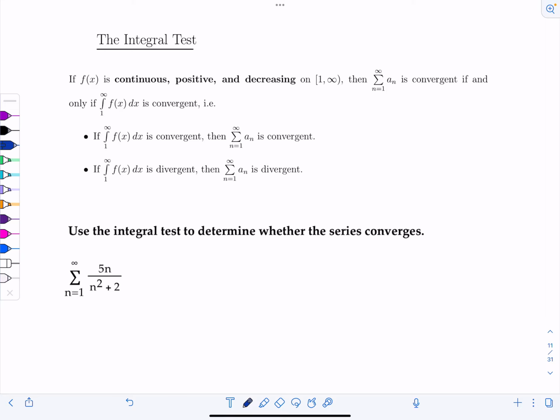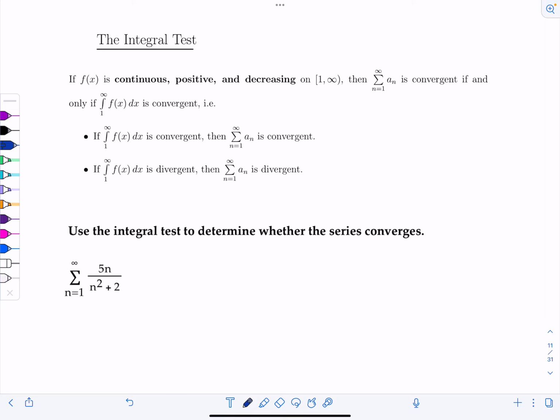Integral test. What are the conditions of the integral test? When can we use it? Well, you have some sort of infinite series. You call it f of x instead, and f of x needs to be continuous, positive, and decreasing on 1 to infinity. And if that's the case, then the sum n equals 1 to infinity of a_n is convergent if and only if the improper integral from 1 to infinity of f of x dx is convergent.